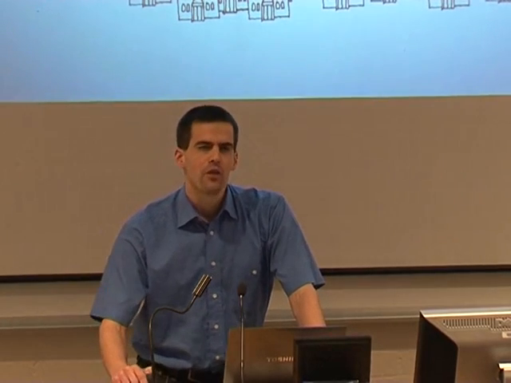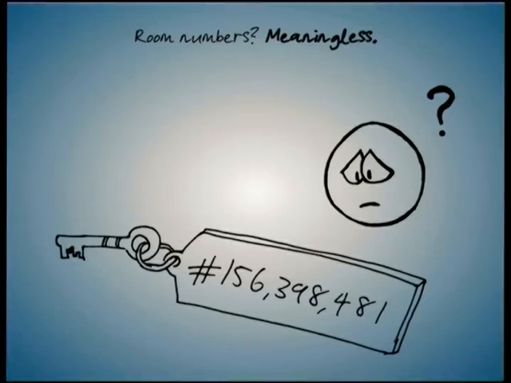So for example, the whole thing with the room number doesn't really work so well anymore. Because if I have a room number like that, I might know how to get to the 156th floor of the hotel, but to get to the 398,481st room on that floor may be quite a walk. And besides, it doesn't really help for me to memorize that number because it becomes essentially pretty meaningless. So that's one thing that doesn't really work so well. So this whole lookup thing, not so cool.